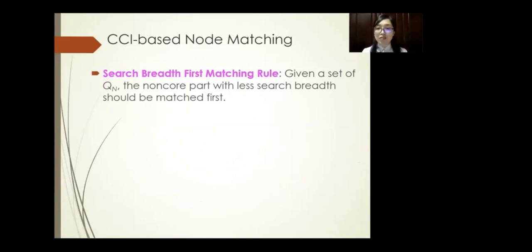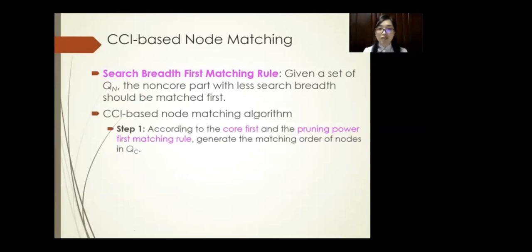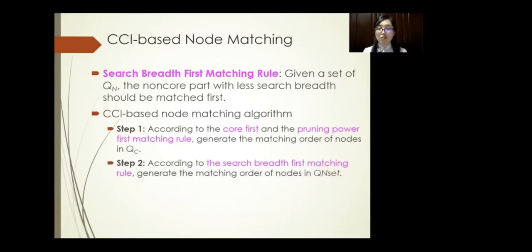Based on the above rules, we propose a CCI-based node matching algorithm. First, according to the call first and the pruning power first matching rules, generate the matching order of nodes in QC. Second, according to the search breadth first matching rule, generate the matching order of nodes in QN.